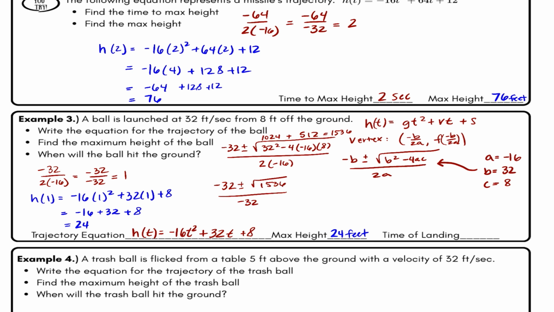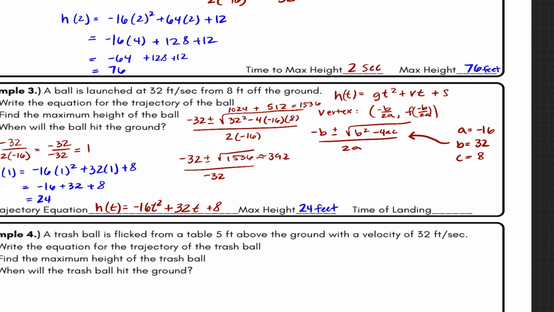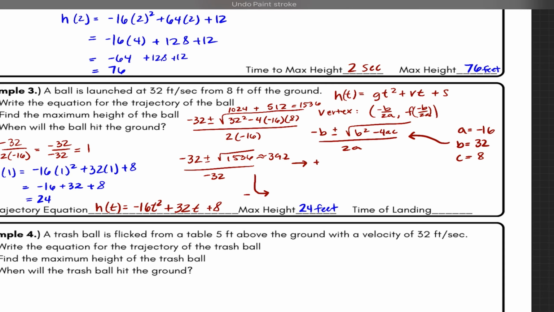Okay. From here, I need to find out exactly what the square root of 1,536 is. So I'm going to take the square root of that, and it's going to be about 39.2. So this is about 39.2. So I have two different versions of this problem. I have a negative version and a positive version, just so you guys know. Okay, that's what this means.